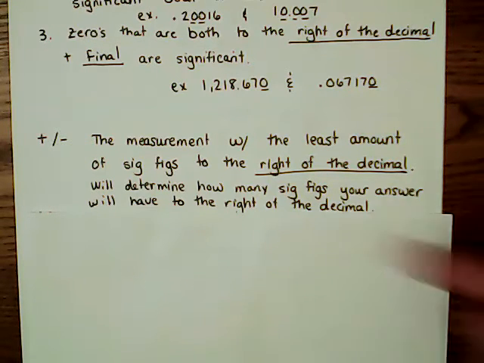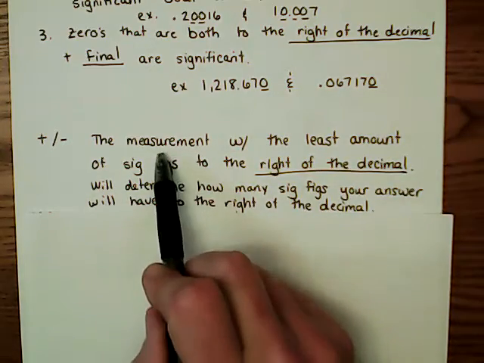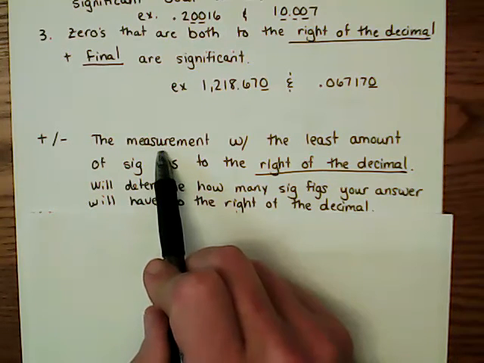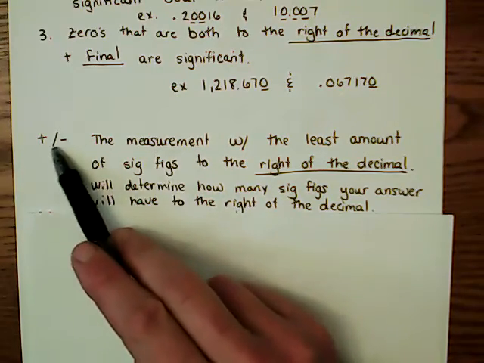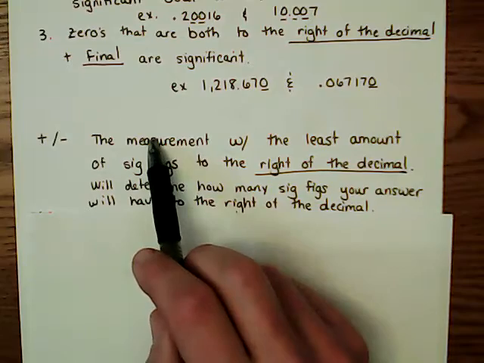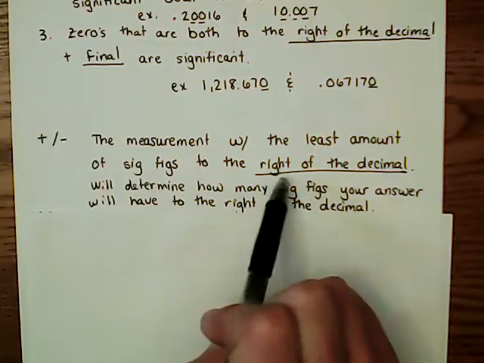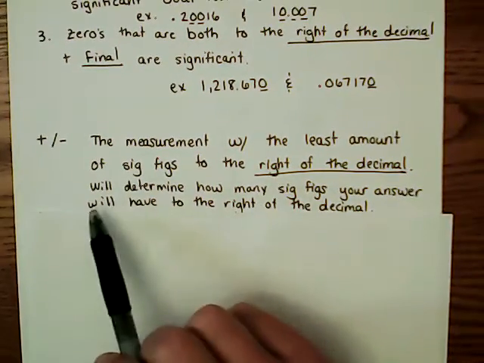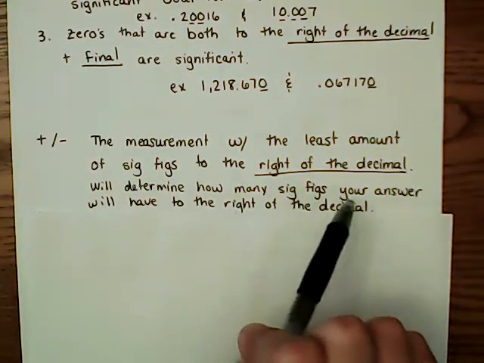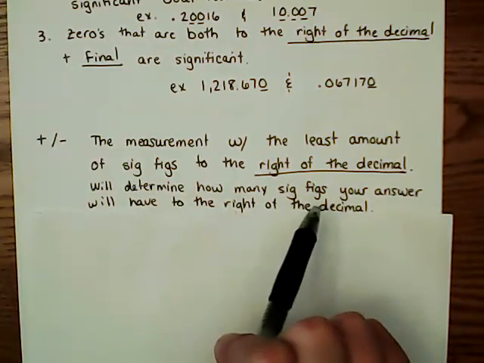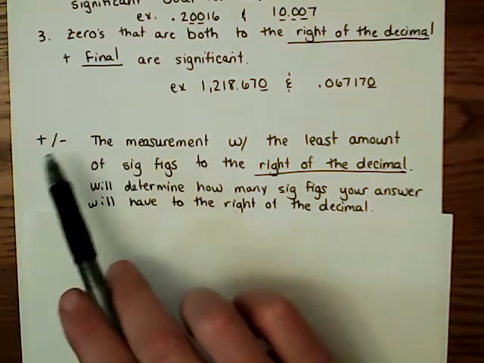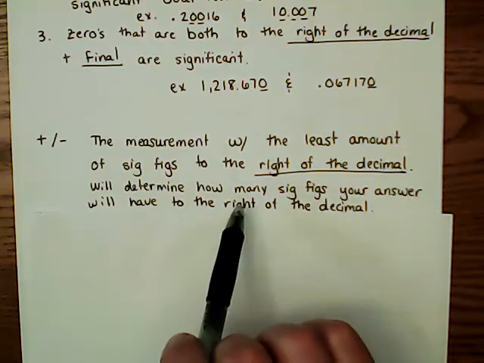And when I say measurement, I'm talking about the numbers that you are calculating, whether they are decimal points, scientific notation, doesn't really matter. Measurements are the ones that you're either adding or subtracting, the numbers. So the measurement, or the number with the least amount of sig figs to the right of the decimal, will determine how many sig figs your answer will have to the right of the decimal. Remember, when you add or subtract, it's all about to the right of the decimal, to the right of the decimal, to the right of the decimal.